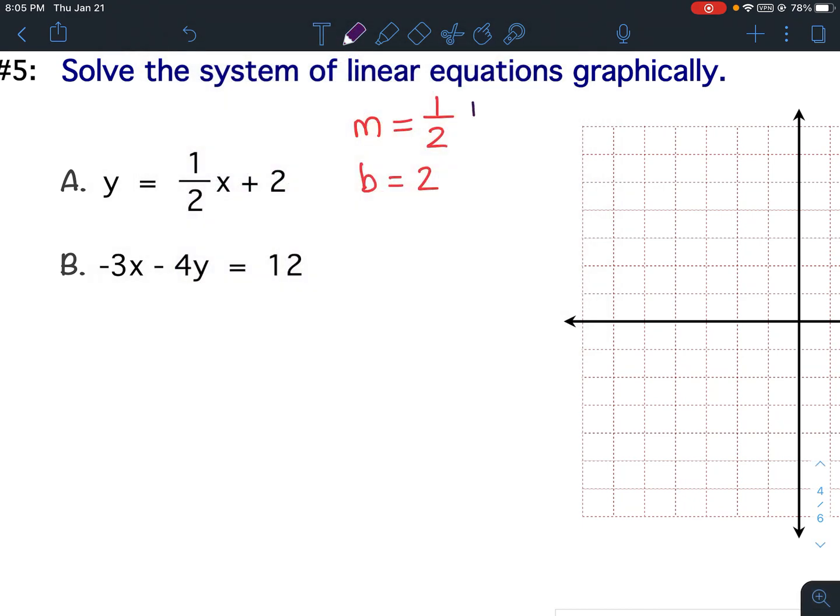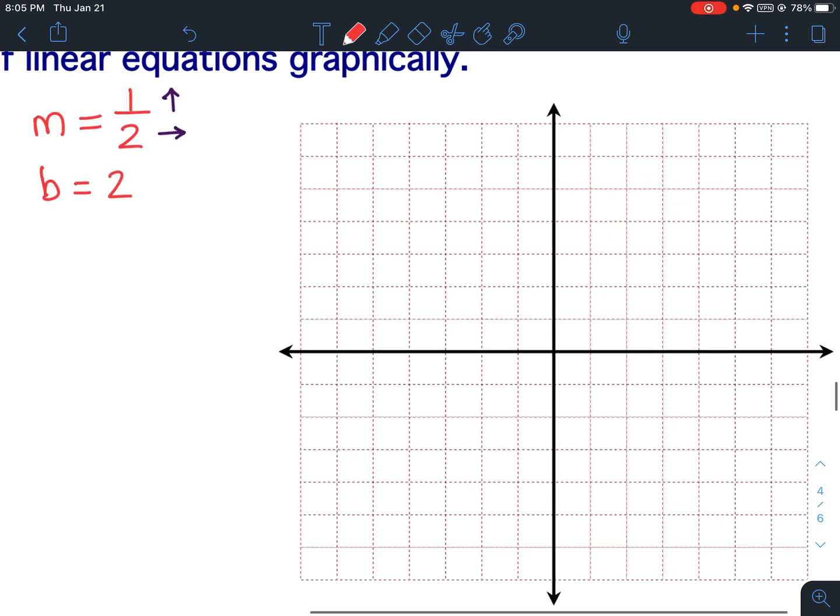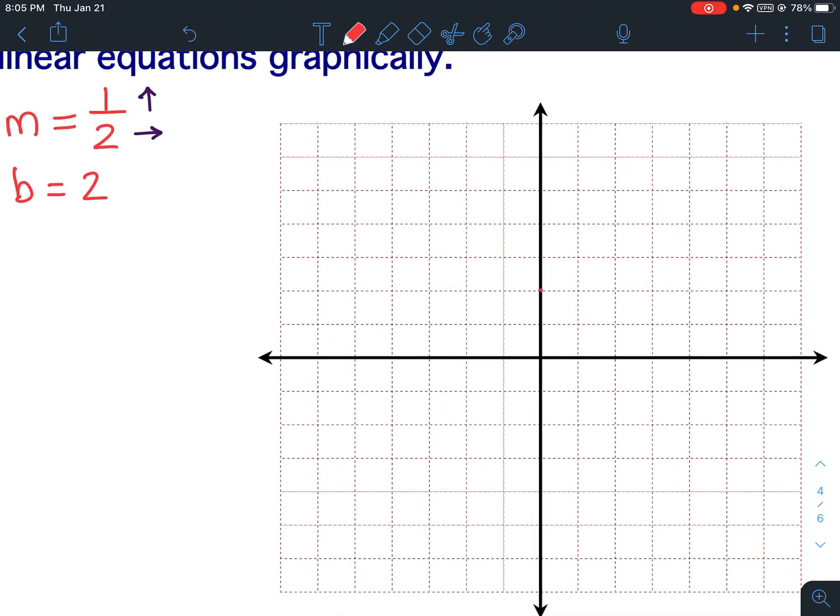The slope is positive, so you will go up 1 and to the right 2. I'm going to start at +2 on the y-axis, and I'm going to go up 1 to the right 2. Up 1 to the right 2.